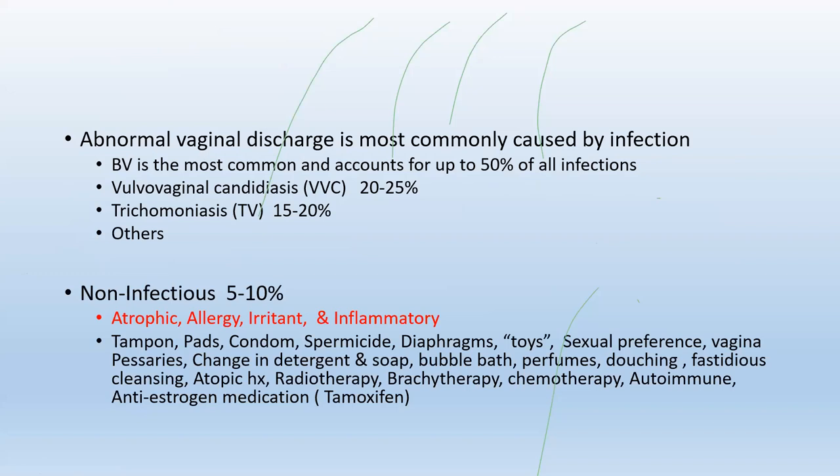Next is vulvovaginal candidiasis, accounting for 20 to 25% of patients. All right, trichomoniasis, 15 to 25%. That means if you can guess about this infection, these are the main culprits: bacterial vaginosis, candidiasis, trichomoniasis, all right? Other than that, you have non-infectious causes, which account for 5 to 10%.